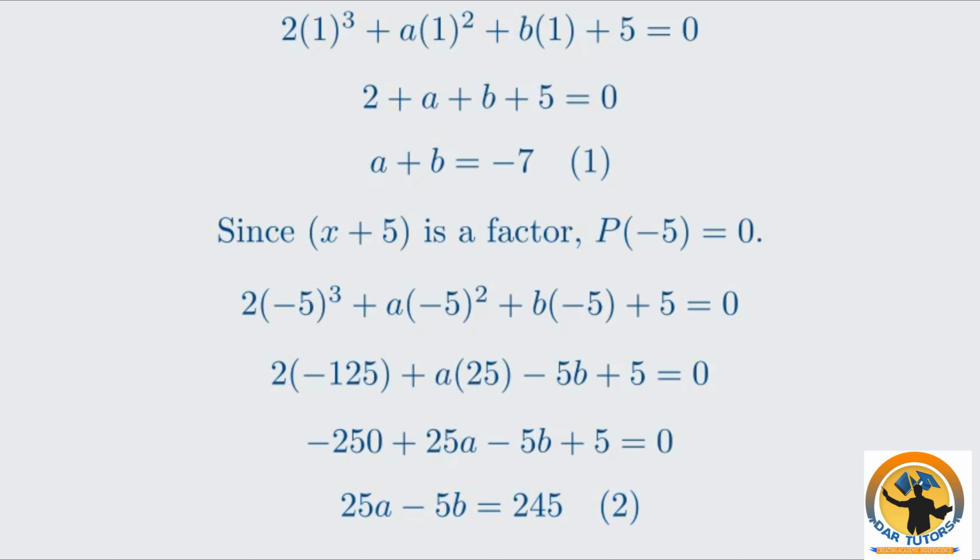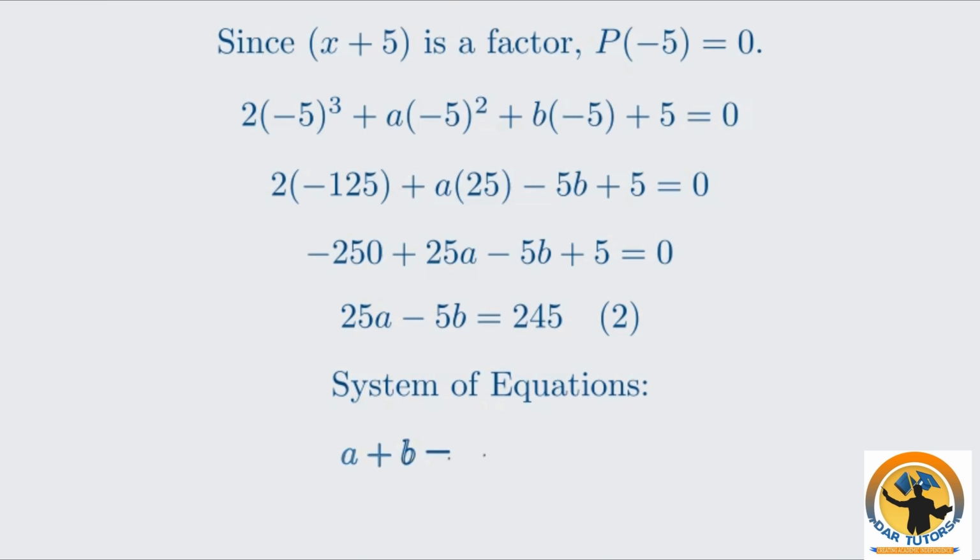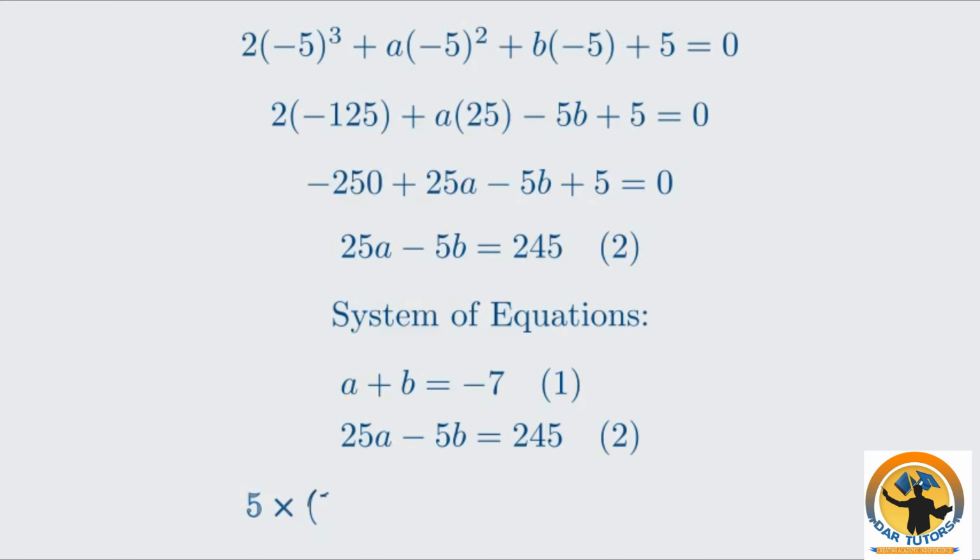We now have a system of two linear equations. Equation 1 is a plus b equals negative 7. Equation 2 is 25a minus 5b equals 245. We can solve this using the elimination method. Let's multiply equation 1 by 5 to make the b coefficients opposites. Multiplying equation 1 by 5 gives us 5a plus 5b equals negative 35. Now we add this new equation 3 to equation 2.